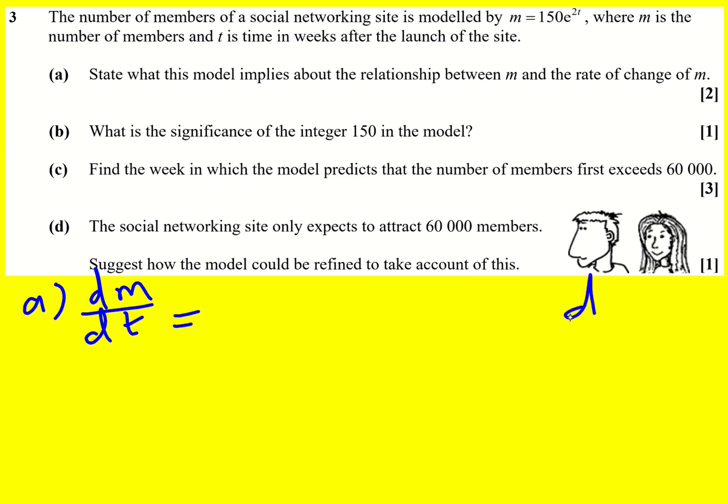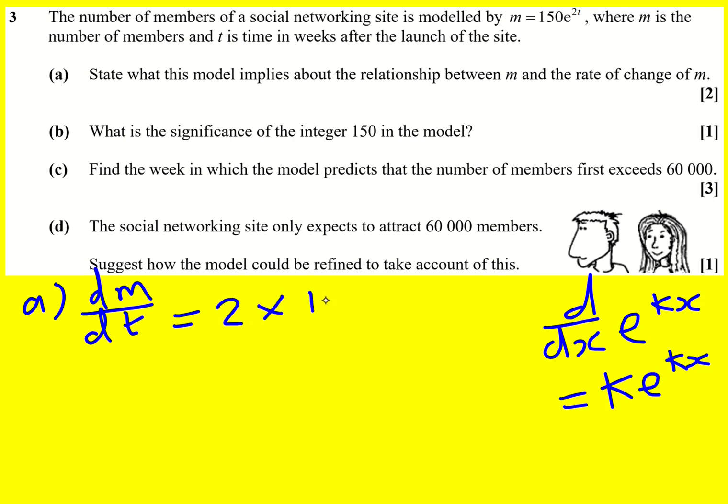Now we know that d by dx of e to the kx is k e to the kx. If k is 1, we've got the special case that if we differentiate e to the x, we just get e to the x. If there's a constant up here, then you have to multiply by that. So if we do that in this case, we're going to multiply by the 2, and we're going to get 150 e to the 2t.